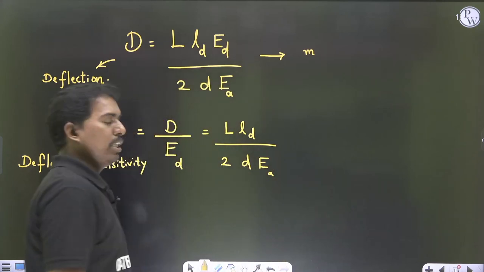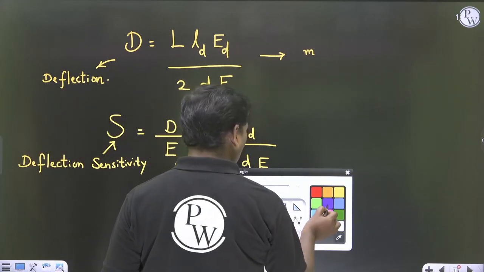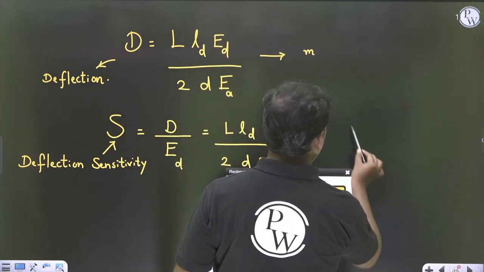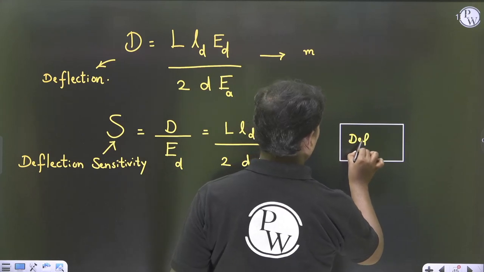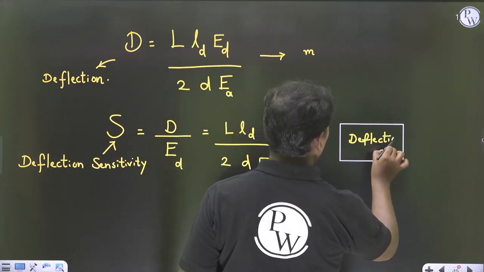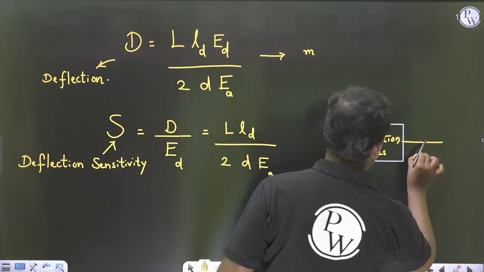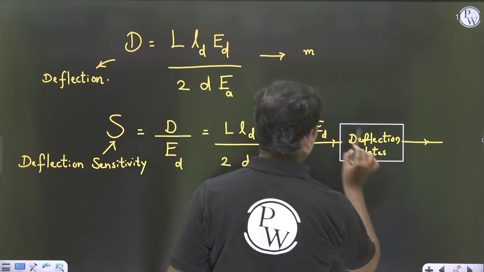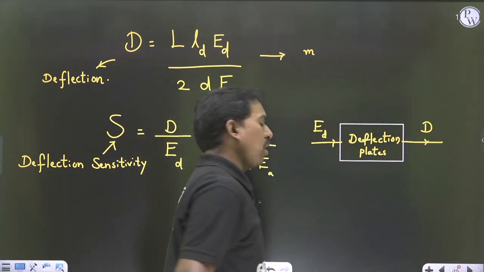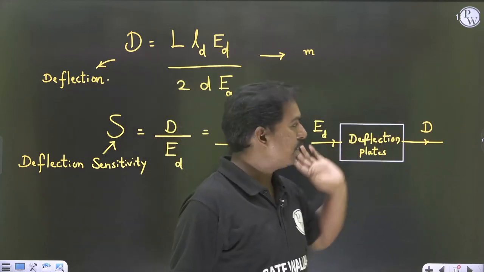Why is it defined this way? For the deflection plates, the input you are giving is the deflecting voltage, and the output you are getting is the deflection.